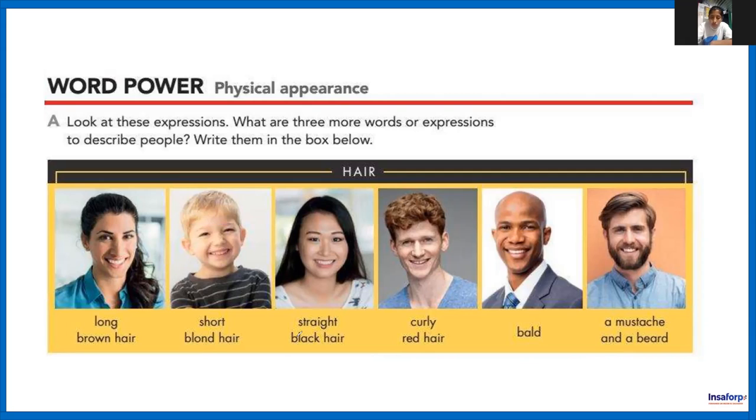Then we have the straight black hair. Tenemos las personas que tienen el cabello liso negro. En su caso veo que es cabello liso negro, entonces sería straight black hair. Digamos que su pelo es anaranjado y es liso. Lo vamos a cambiar el color de este lado. So we have curly red hair, los que son color rojo, bald, los que son calvos. And this one is a mustache and a beard. Exactly, mustache and a beard.